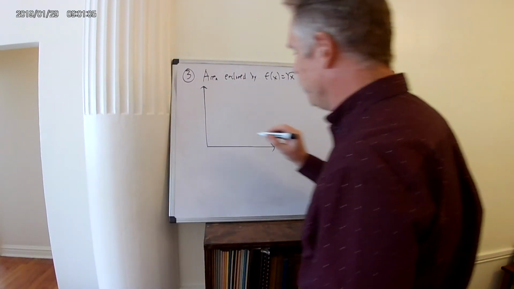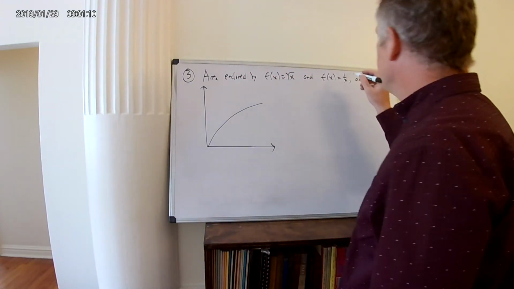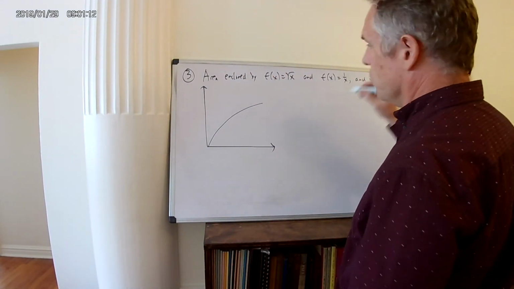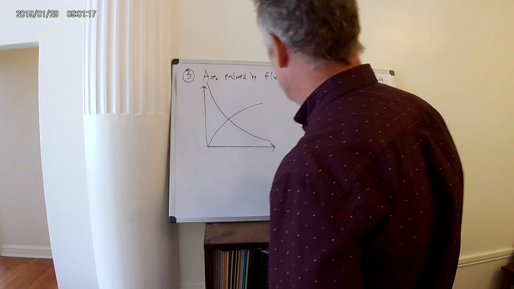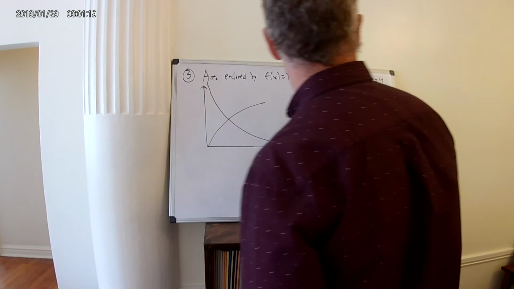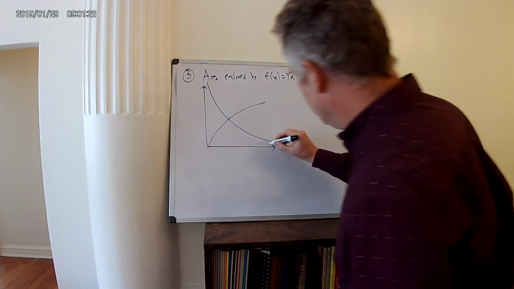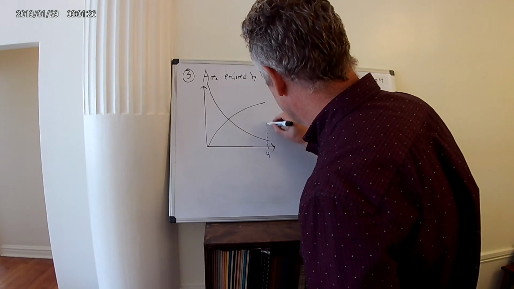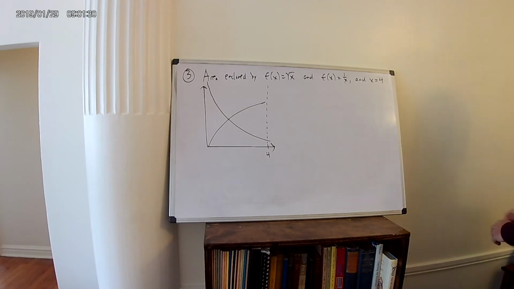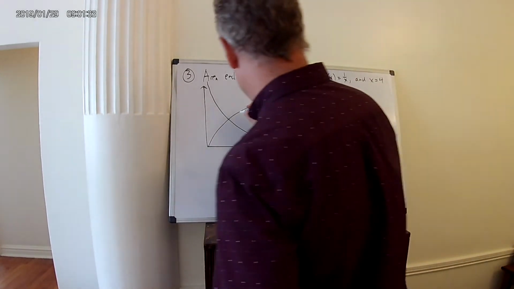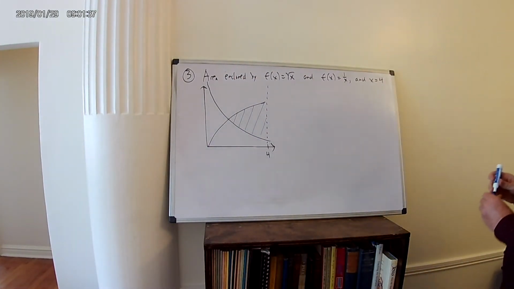Okay, well, square root of x, we know what that looks like. It's a function that looks like this. 1 over x is an inverse function, so it drops with x like this. And finally, the line x equals 4 is simply a vertical line located at x equals 4, like this. And so the area we're interested in, the area enclosed by these three curves and lines, is this area right here. So we're interested in calculating that area.